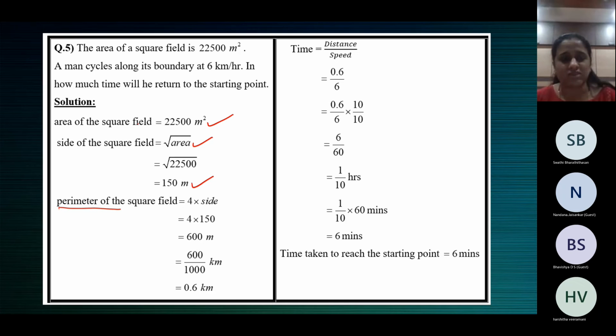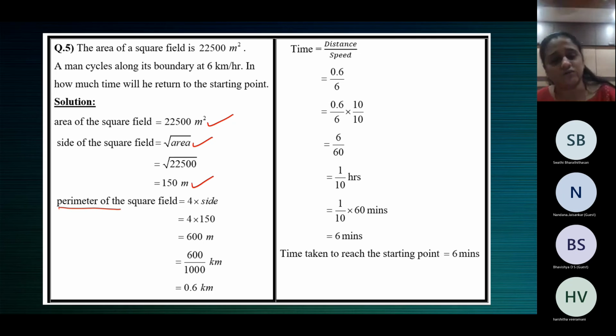Because there is a man who's cycling along the boundary of the square field. If he's going along the boundary, you want to find out what distance he's covered. He's doing one round along the boundary, so the distance he has covered will be equal to the perimeter of the square field. So to find the distance he has cycled, we have to find the perimeter.